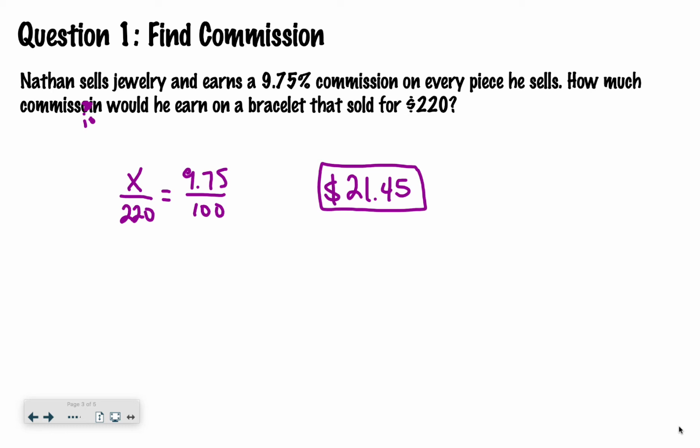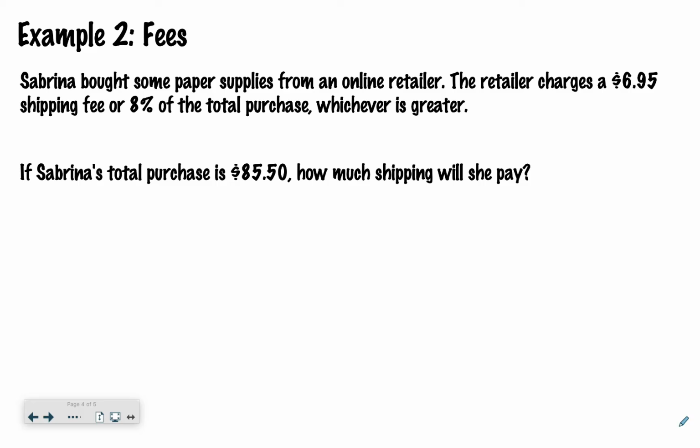All right, for this problem, hopefully you said x over 220 equals 9.75 over 100. You said 220 times 9.75 divided by 100 and ended up with $21.45. If that's not where you ended up, please be sure to reach out for some help, and I'm happy to help you. All right, let's talk about the last thing for this video, which is fees.